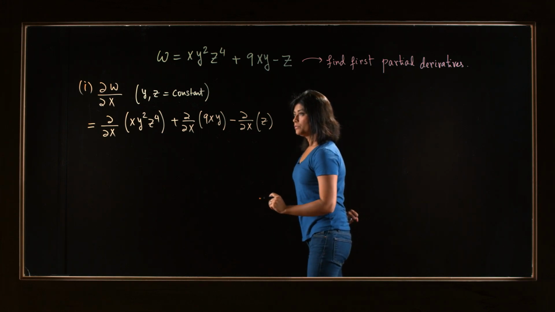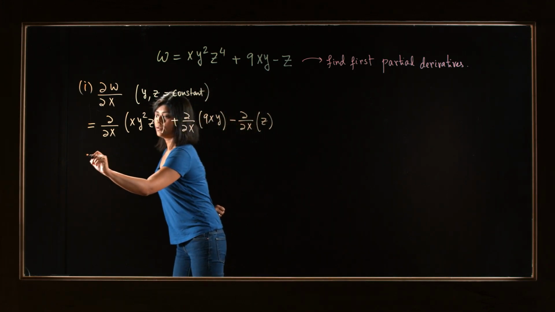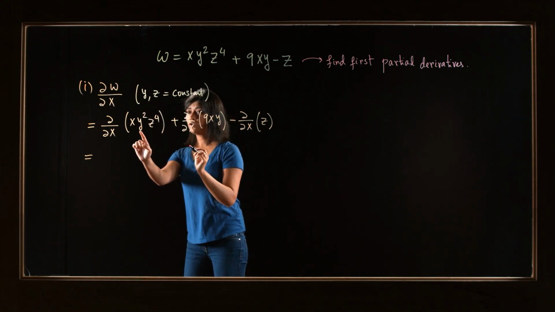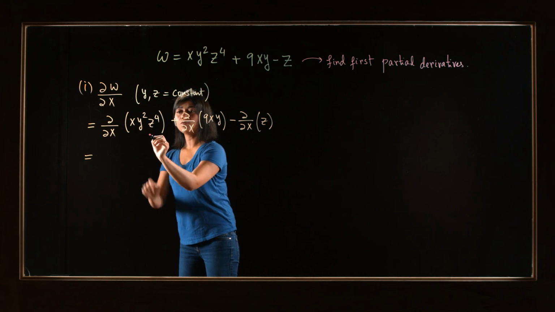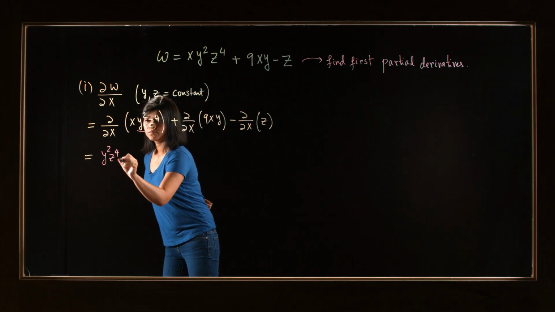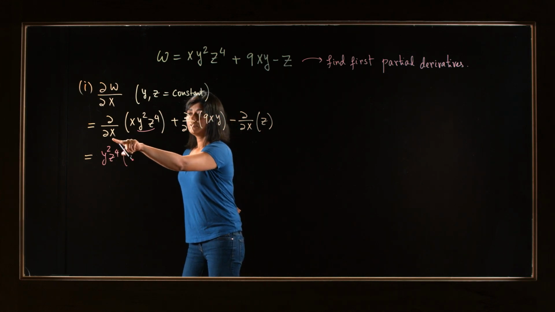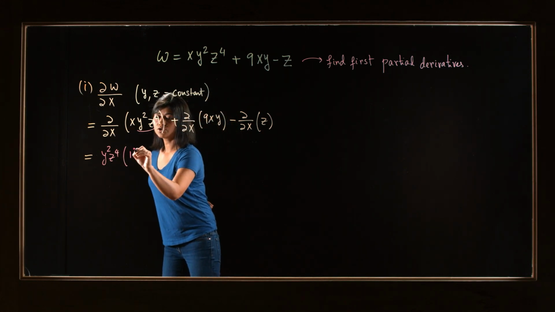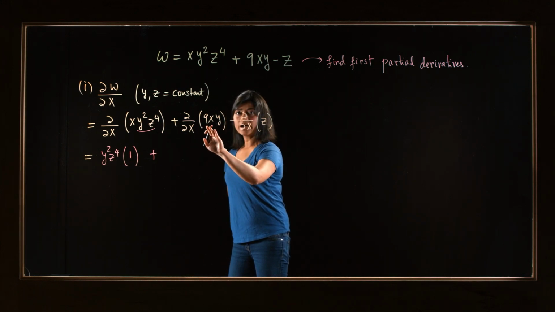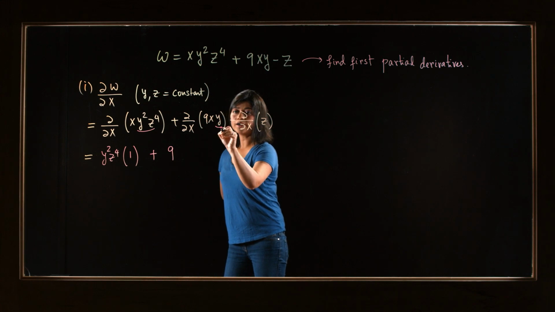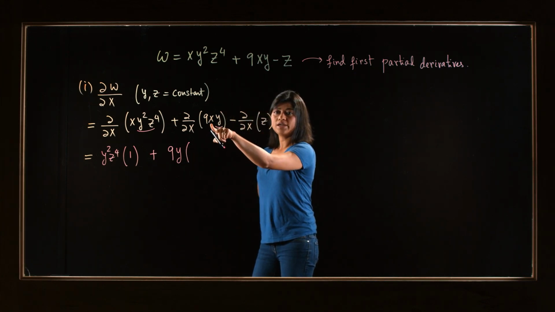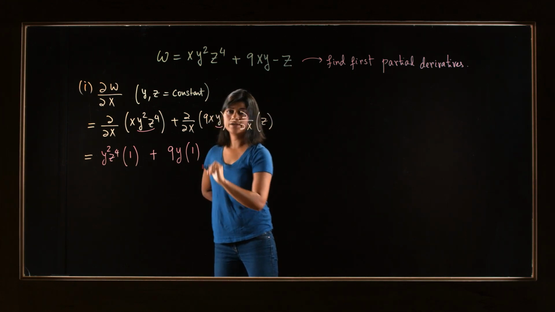Okay. Now, remember, y and z are constant. So, let's consider this first term. If y and z are constant, this entire term y squared z to the 4 is a constant term. So, you just pull it outside and take the derivative of x. Since you are doing partial with respect to x, the derivative is just 1. Okay. For the second term, 9 is already a constant, and y is constant as well, so you pull that out. Then take the derivative of the x term, which is just x, and so the derivative is 1 again.